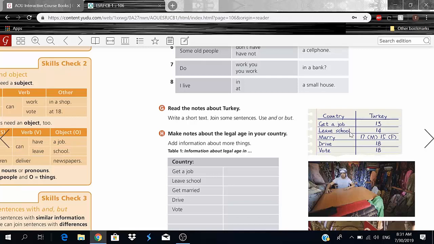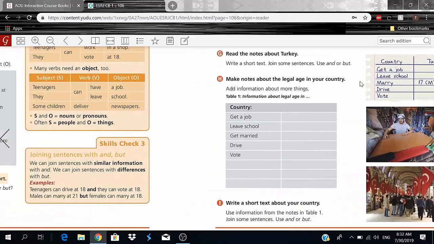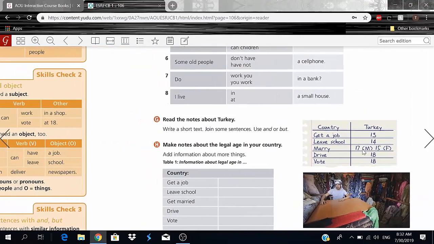So I could say, teenagers leave school, or can, sorry, not leave school. So teenagers can leave school at 14, but they can get a job at 13. Okay? You get the idea. Males, or actually let's use, yeah, same situation here. Males can marry at 17, but females can marry at 15.